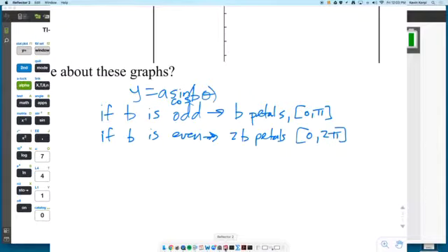Okay, so kind of interesting. I would just memorize this. If B is odd, you see that many petals from 0 to pi, and if B is even, you see twice as many petals, and it takes twice as long to trace it out. And those are called rose curves.